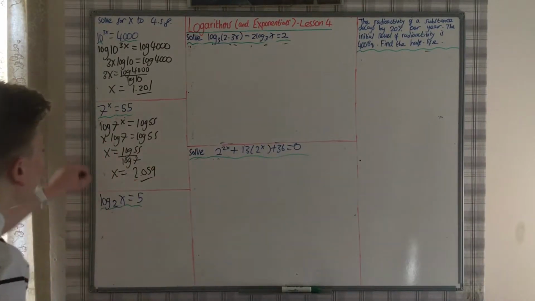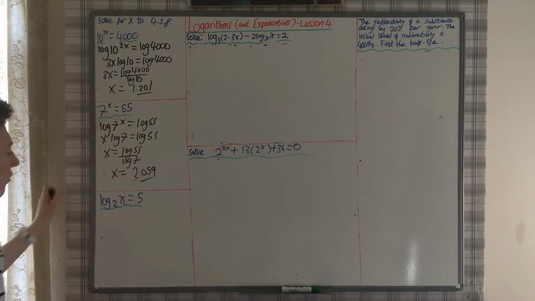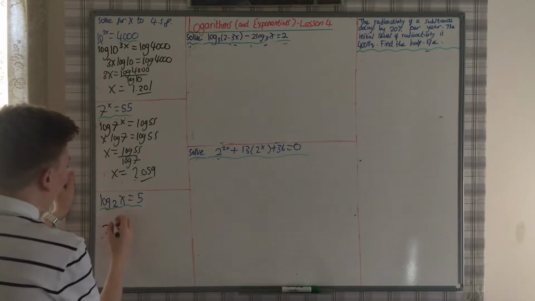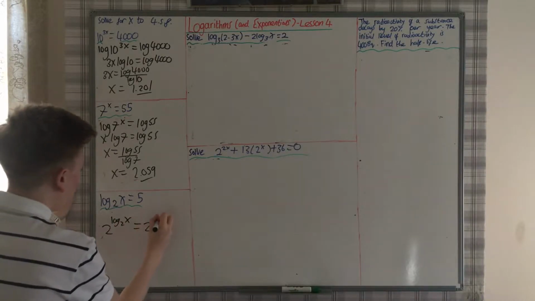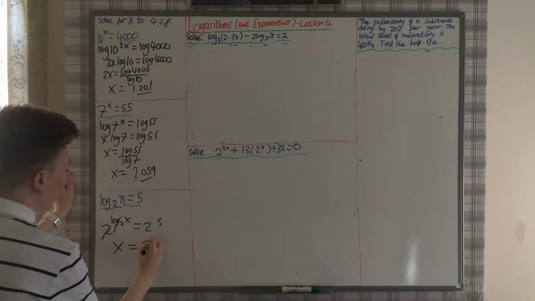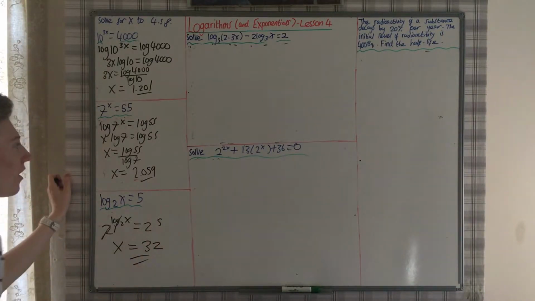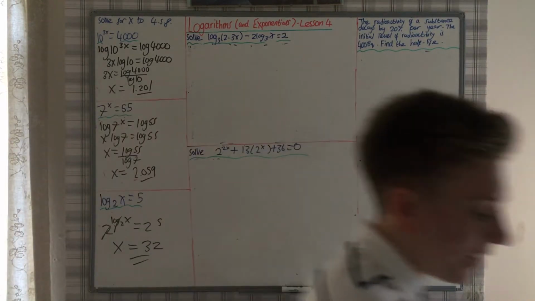And finally, with this one we're looking at using exponentials to get rid of the logarithm. So we do the base to the power of both sides of the equation. The exponential and the log cancel to give us x on the left hand side and 32 on the right hand side, 2 to the power 5, okay? So that covers that. Now we're going to move on to these more challenging examples.